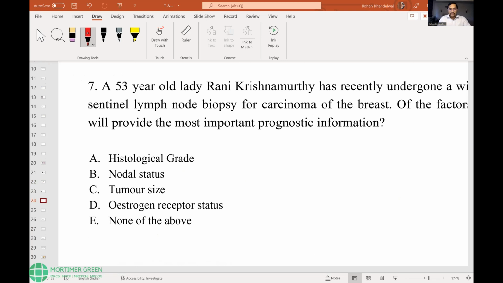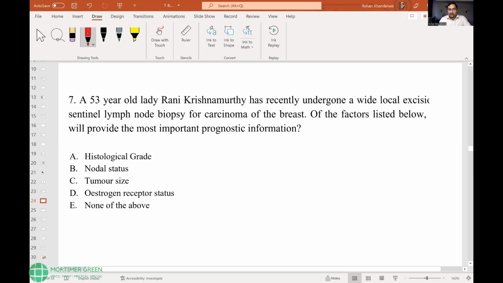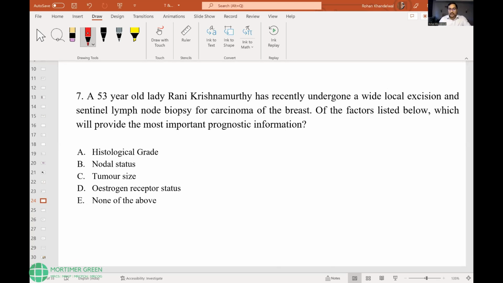Okay, 53-year-old lady has recently undergone a wide local excision and sentinel lymph node biopsy for carcinoma breast. Of the factors listed below, yes, absolutely. There is a role of hormonal therapy in DCIS, which will be given after surgery and radiotherapy. There is a role of hormonal therapy. So in this patient, of the factors listed below, which will provide the most important prognostic information, you people are absolutely right that it is the nodal status.